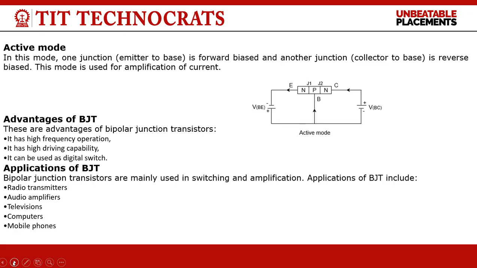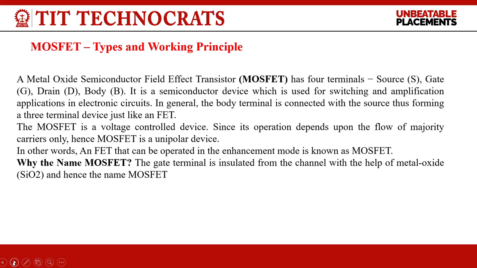Now the advantages of BJT. The first one is that it has high frequency operation, the second is that it has high driving capability, and the third one is that it is used as a digital switch. Now the application of BJT. Bipolar junction transistors are mainly used in switching and amplification, and they include the radio transmitter, audio amplifier, TV, computer and mobile phones, etc.